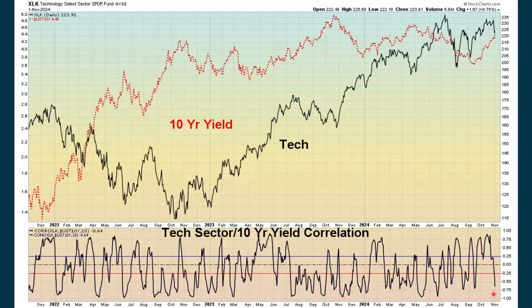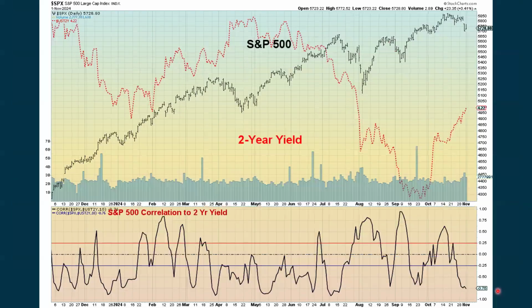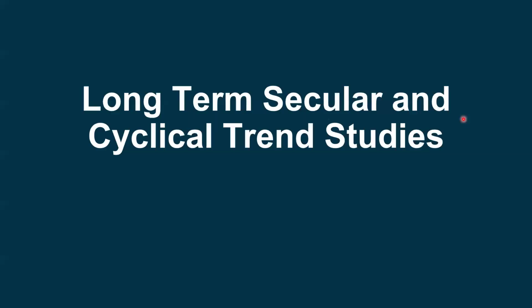Also, the 10-year yield to tech also going in opposite directions right now. And the S&P to the 2-year yield going in opposite directions. The market finally was concerned about interest rates going up, and that's why we've been seeing some pressure with stocks as yields have been going back up.